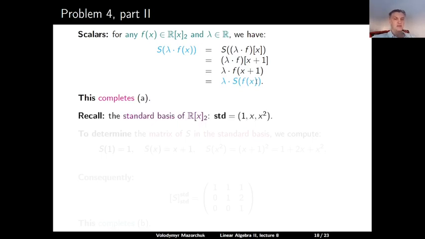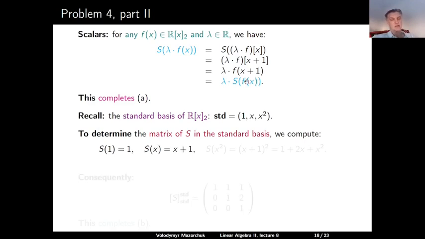So the standard basis in R_2[x] consists of the polynomials 1, x, and x squared. To determine the matrix of S in the standard basis, we just compute the values of S at these polynomials. S of 1 is equal to 1. There is no x, so there is nothing to shift here. S of x is x plus 1. And S of x squared is (x+1) squared, which is 1 plus 2x plus x squared.